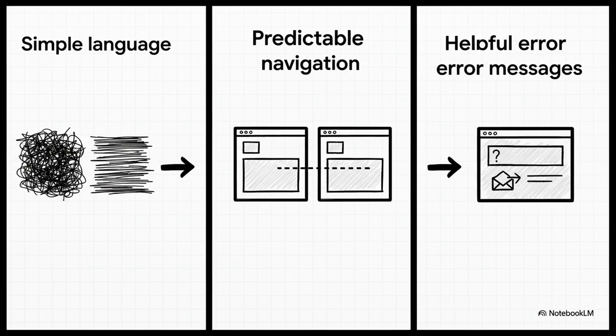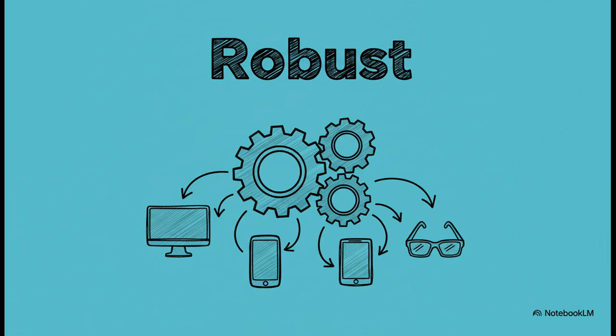And our final principle, R, is for robust. Think of this one as future-proofing your work. Your content has to work not just with today's browsers and technologies, but with the ones that are coming tomorrow. It's about building things the right way so they last.